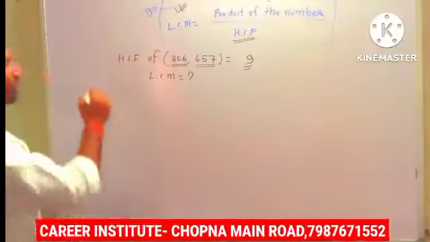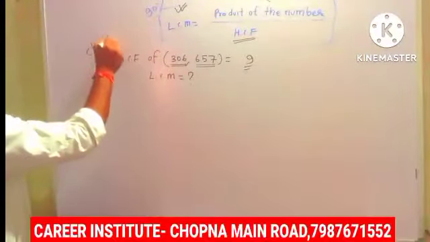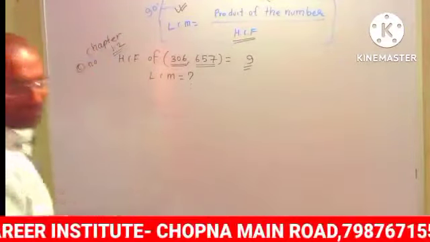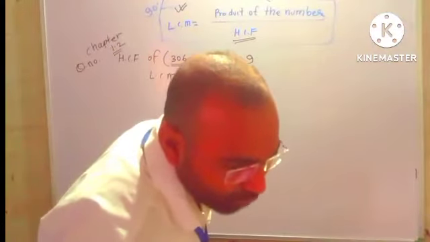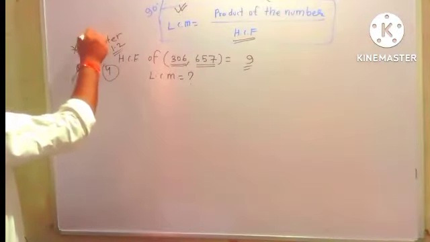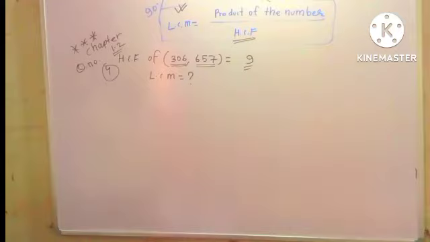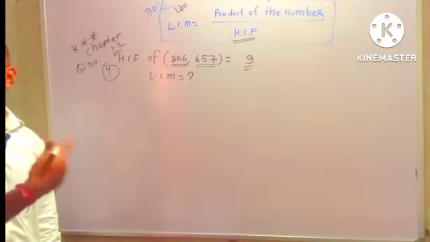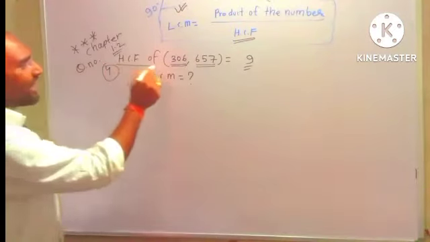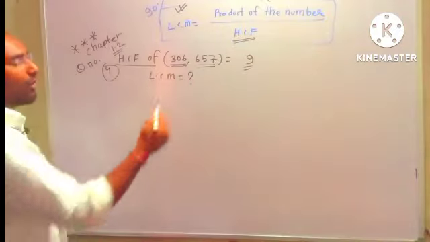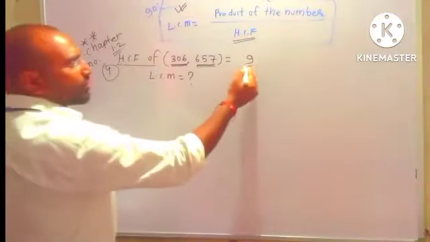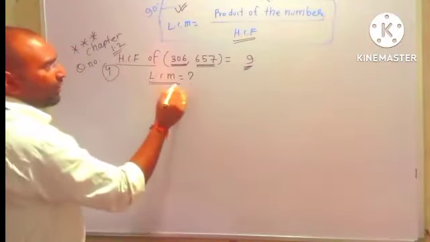This one is chapter 1.2, question number 4. And this is a most important question. There is 99% chance that this question will come in the exam. Question is clear now? HCF of two numbers. One number is 306, another number is 657. Is equals to how much? 9. What we have to find out?